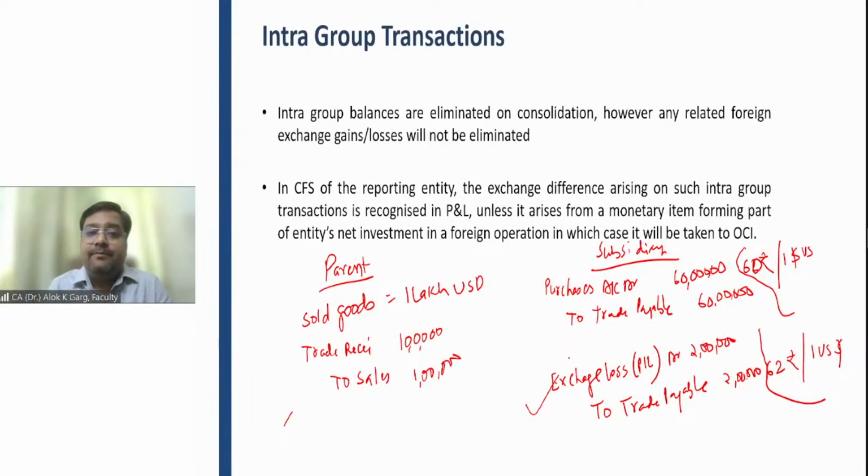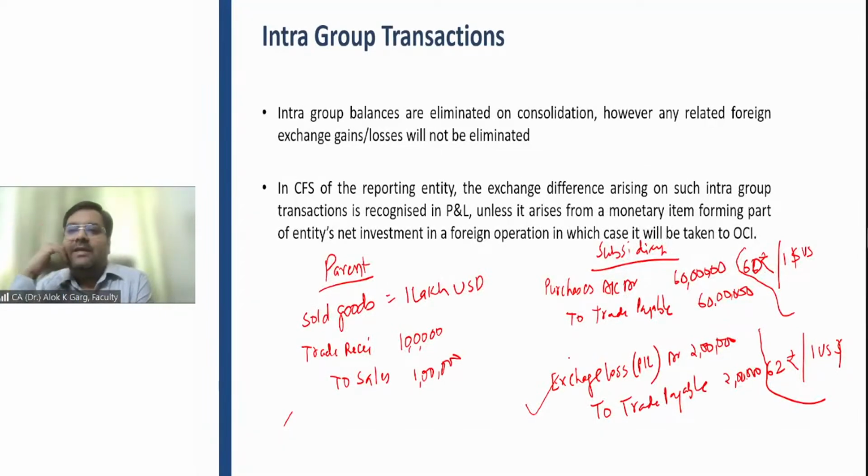So friends, intra-group balances are eliminated on consolidation. However, any foreign exchange gain or loss will not be eliminated, right? Why? Because this receivable and payable is within the group. One has to receive, one has to pay. But the exchange difference is arising which is outside the group, right? Which is due to forces outside the group.